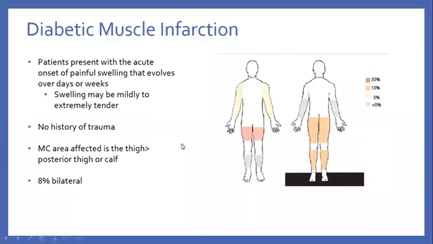So the image here to the right is just showing the distribution and the percentage of the body parts that are affected by muscle infarction. Most commonly, these patients are affected in the anterior thigh 55% of the time. The posterior thigh and calf is followed at 15%, and less than that, you see the upper extremity, anteriorly, followed by the posterior upper extremity and the lower anterior leg.